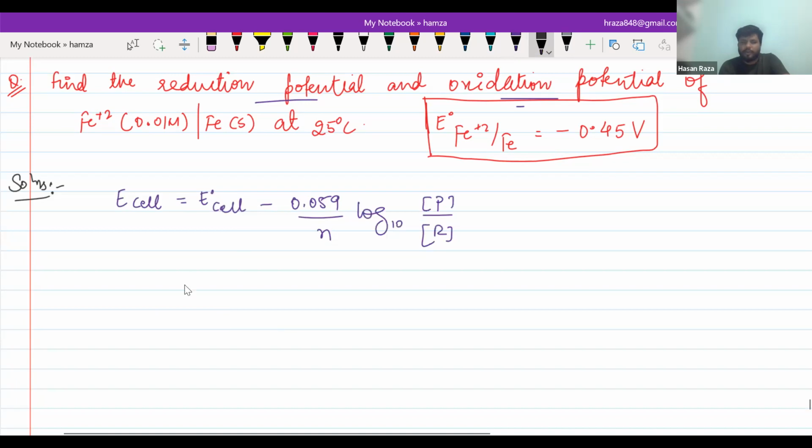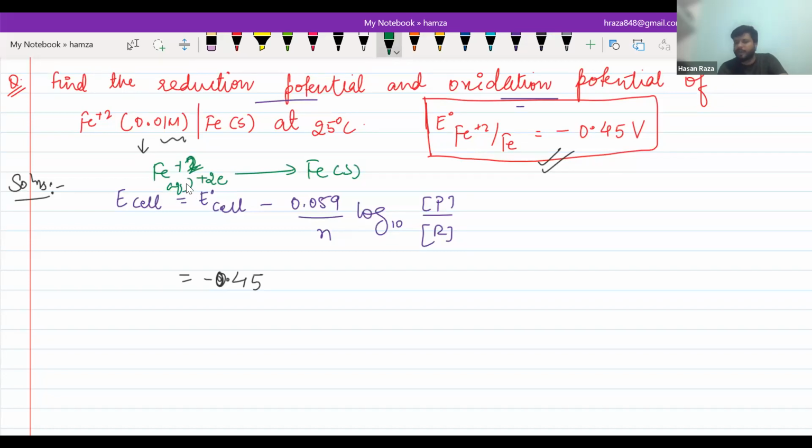Now see, E naught cell is given as minus 0.45. This we can write directly as 0.45. And from this, you can write an equation: Fe plus 2 is converting into Fe, and Fe is solid. It gains some electrons, and in aqueous solution, ionic state, it has a concentration of 10 raised to the power minus 2 M. Yes or no? This is product, this is reactant.